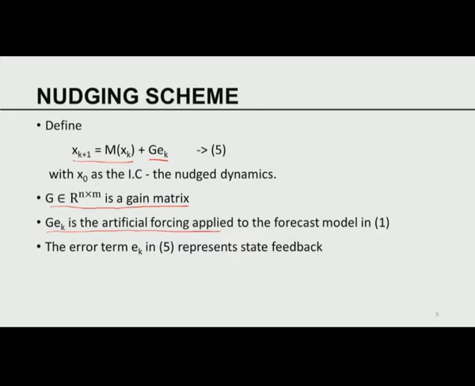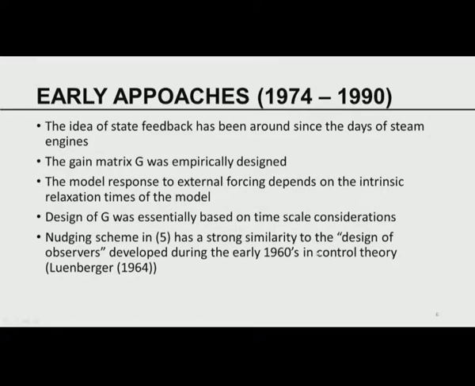The error term Ek represents a state feedback. Please remember, Ek is equal to Zk minus h of xk. Therefore, I am using the state information to force the model. So that is what is called the state feedback. The idea of state feedback has been around since the early days of steam engines. The gain matrix G in the early days was empirically designed. I am now talking about some of the early approaches to the design of nudging schemes, the early approaches period from 1974 to 1990.